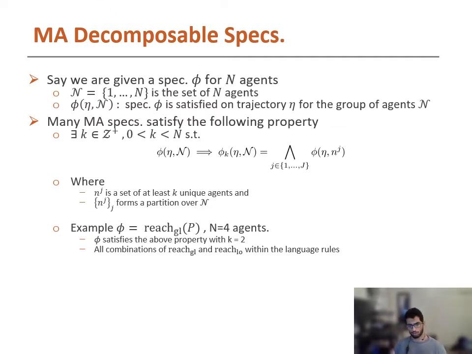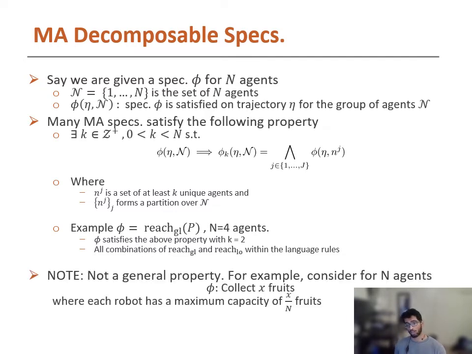So here, just look at reach global P with 4 agents. This is also satisfied for all groups of 2 agents, since 4 agents can be considered 2 groups of 2 agents. So they're reaching P globally. And now you can say, but this is not a general property. If you see a spec, collect X fruits, where the robots have only a capacity of X by N fruits, we need N agents to satisfy the specification, and no less than N can.